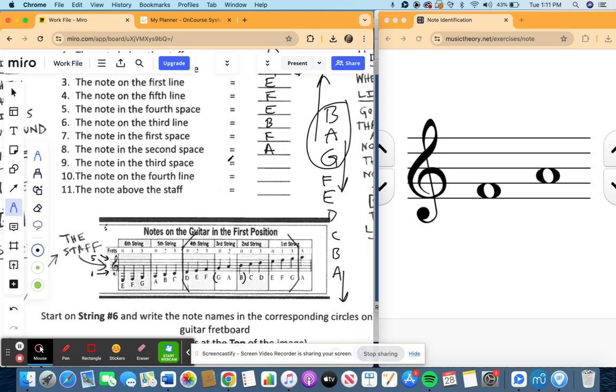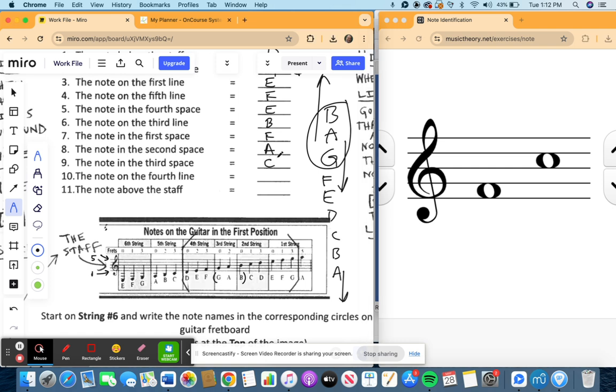The note in the third space. Let's pick up where we just were. We're in the second space on A. All we got to do now is go B followed by C. See how it just climbed up? Look, it was in the second space. It climbed onto the third line. It climbed into the third space. And that's the note C.